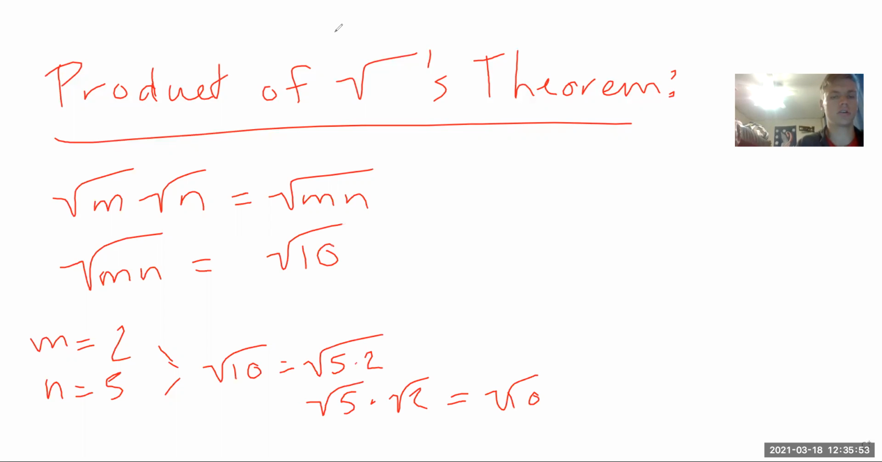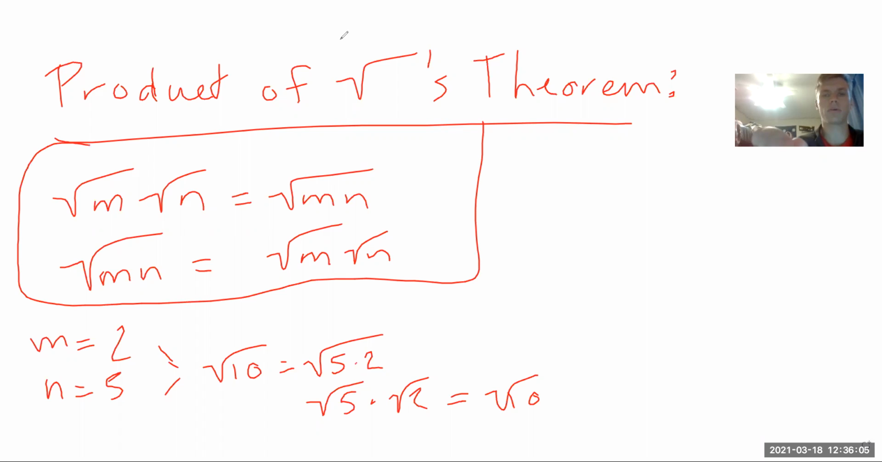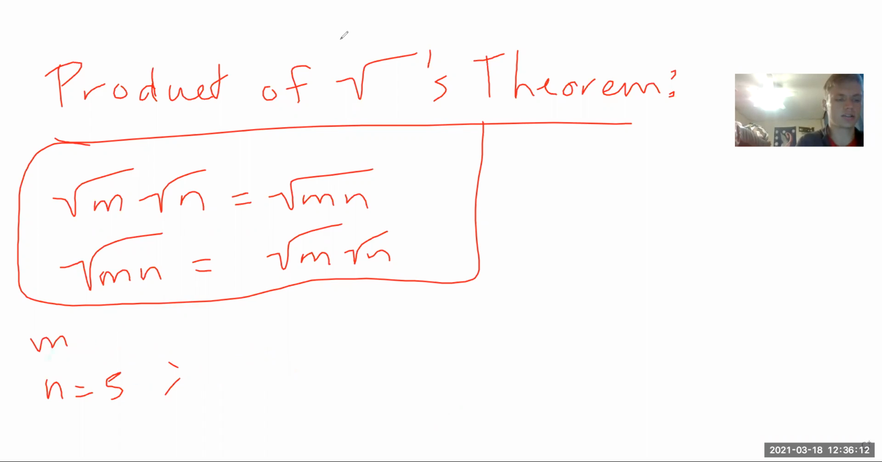Here's a quick disclaimer. That goes both ways, and this is the product of square roots theorem. Now, here's a quick thing that you cannot do. This theorem only relates to products. As you can see by the word products, I'm going to underline it. It's very important. Product. Very important.